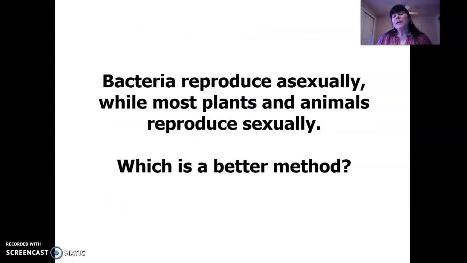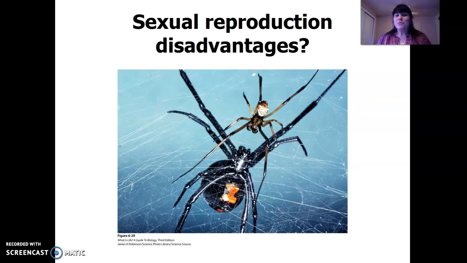All right, so bacteria reproduce asexually. Which is the better method? Better is relative, yes. And actually, bacteria can have sex. We could talk about that later. Sexual reproduction disadvantages: it can be dangerous. Look at this spider, a black widow. What does she do to her mate after mating? She kills him, okay? That's dangerous for the male.